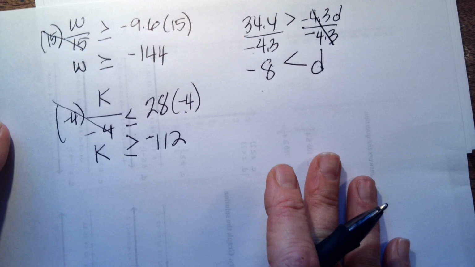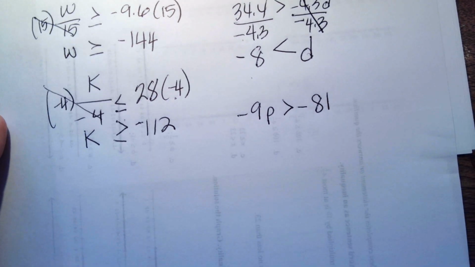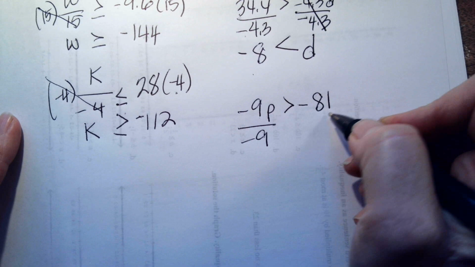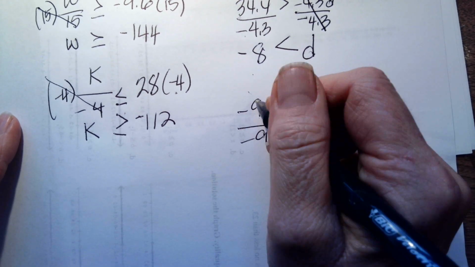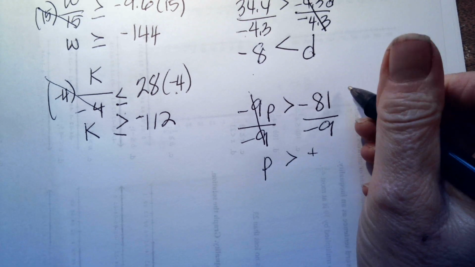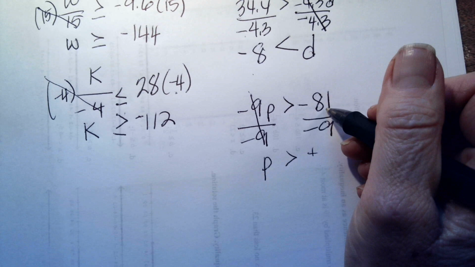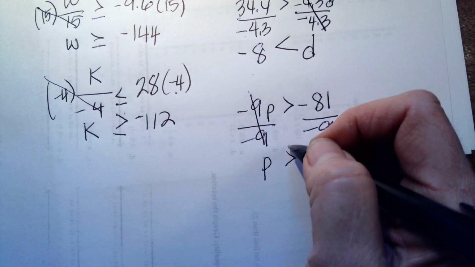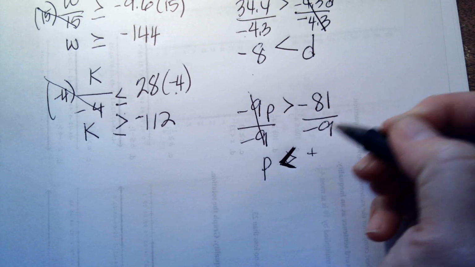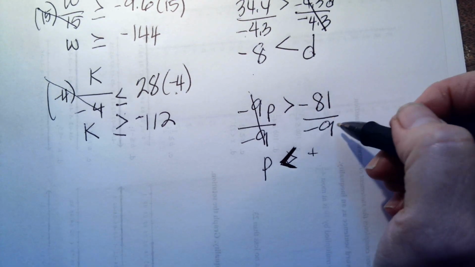Okay, next one is -9p is more than -81. They're multiplying by -9, so I divide by -9. I have a negative and a negative, so my answer is positive. 81, and I have to flip my sign because I am dividing by a negative number. 81 divided by 9 is 9.